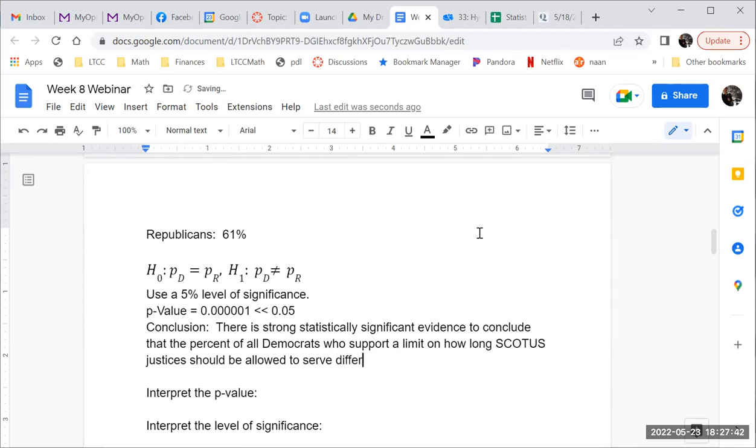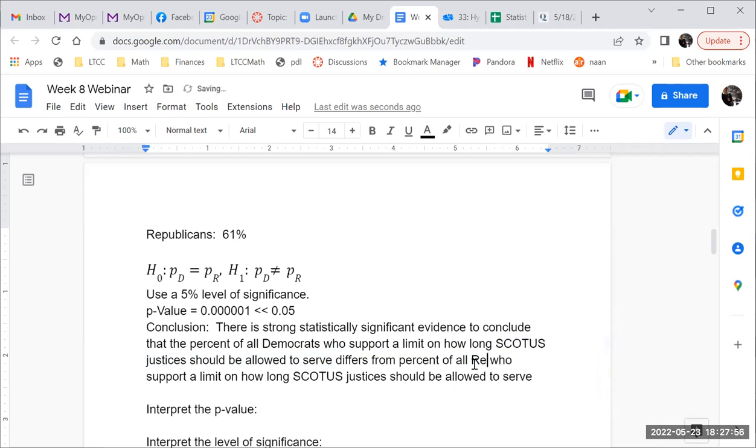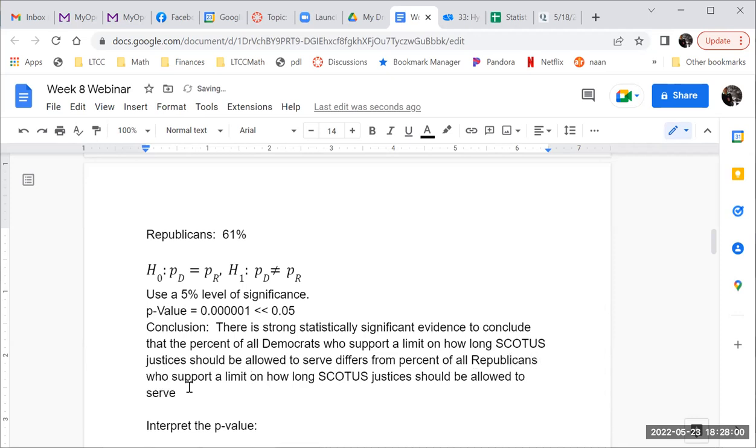Differs from, and I'm going to copy and paste, it'll go a lot faster. And change one word. The percent of all Republicans who support a limit on how long the Supreme Court justices should be allowed to serve.